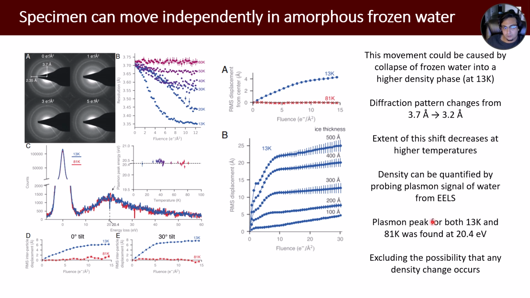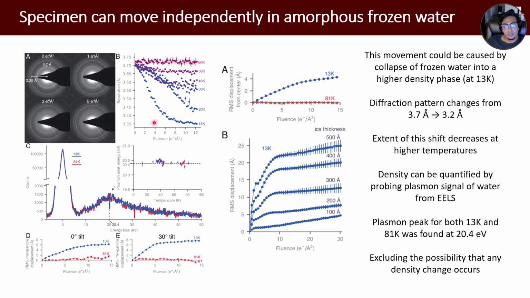So this was quite well known, why this happens. One thing that people have already assumed is that we have this frozen water and we're cooling it down further, and so maybe because of strain and cooling, it actually changes density. It goes to a higher density phase. Right, because there's also proof: the diffraction pattern changes from 3.7 Angstrom to 3.2 right here. You can see this little band that changes with fluence and goes slightly bigger, so it becomes smaller in real space.